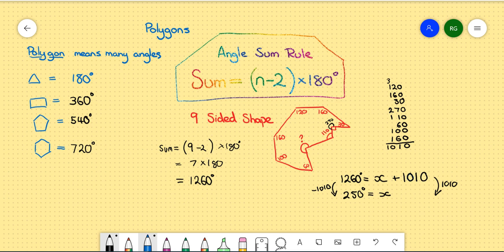The key here is this angle sum rule. Make sure you know that one. Write it down, use it, and it will stay in your mind.